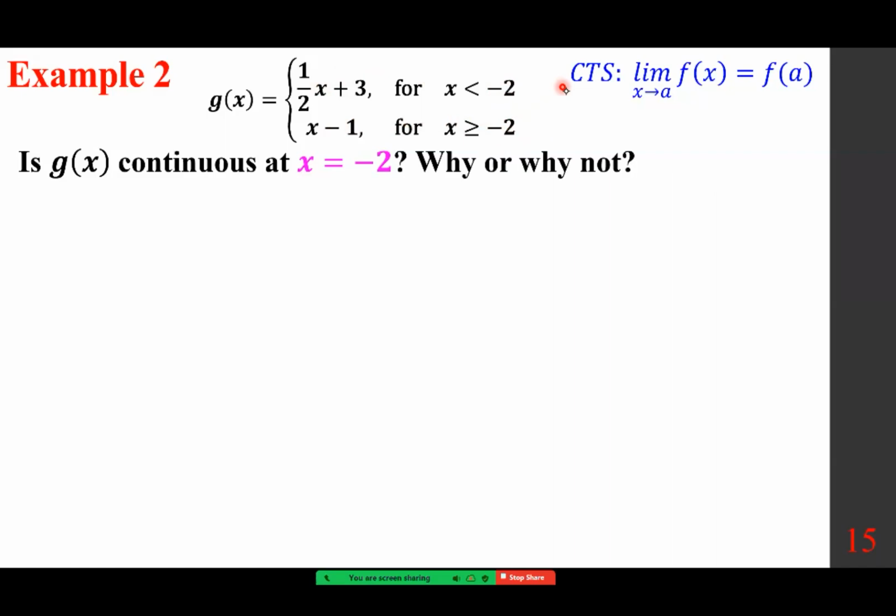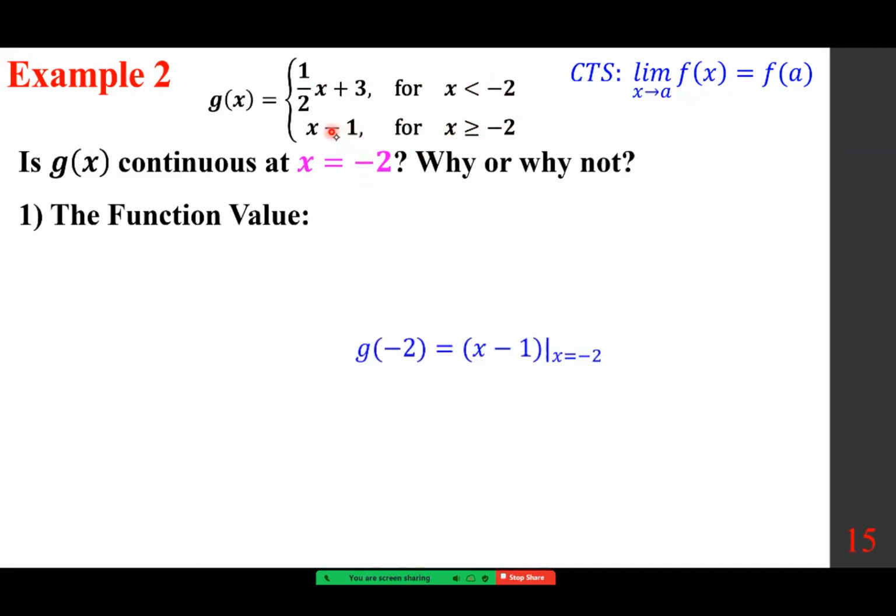So first, there are three things we want to look at. When we look at this one, we want to look at the functional value and we want to look at the limit. The functional value means we want exactly the function at x equals -2, and we are concerned with the equality. To find the function value at this point, we look at these two. The one that has the equality, that's the part we are going to use.